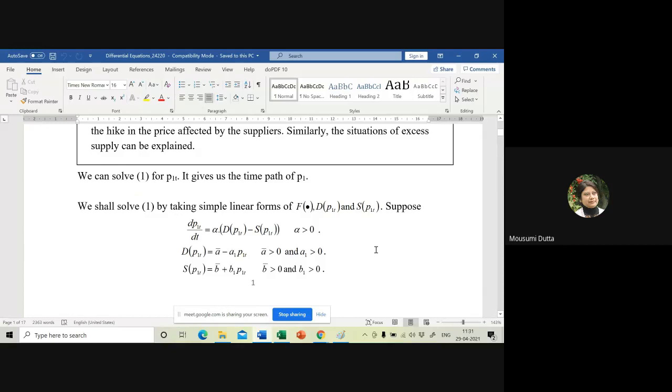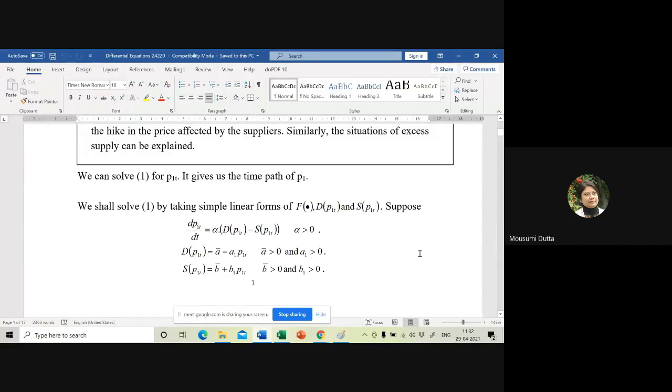We will solve equation number 1 by taking simple linear forms of f(.). Here within the first bracket, dot indicates I am considering an expression here. So it is not necessary always to write the expression. If within the parenthesis dot means, we are considering the function in this way. And both for the demand and supply equations, we will consider the linear construct.